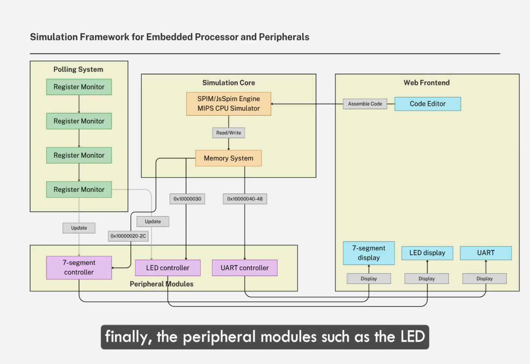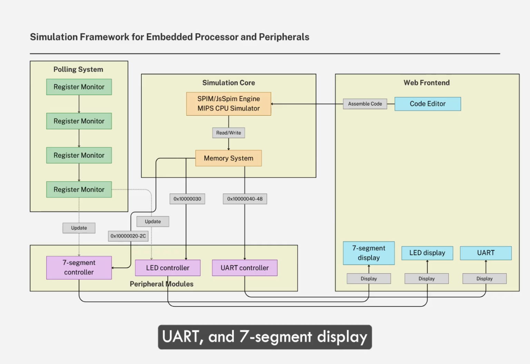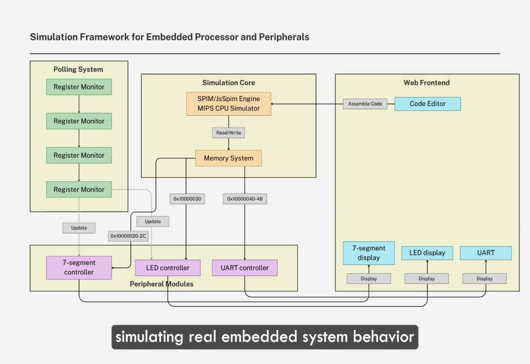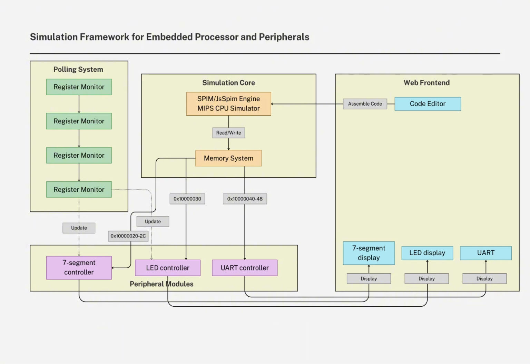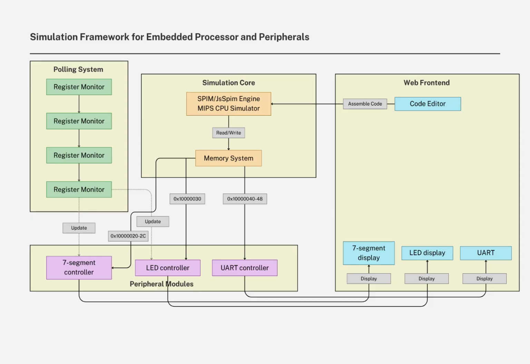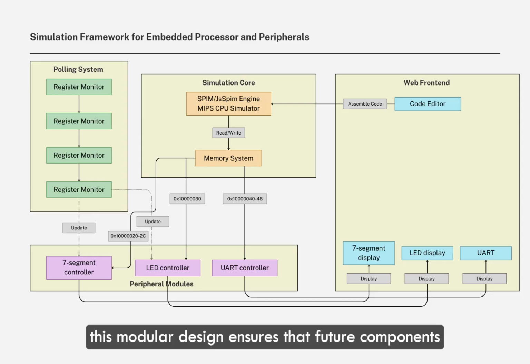Finally, the peripheral modules such as the LED, UART, and 7-segment display are connected through memory-mapped I/O, simulating real embedded system behavior. Each of these modules will update dynamically through the memory-mapped I/O system, showing how the processor interacts with hardware in real time. This modular design ensures that future components like LCDs or keypads can be added easily.